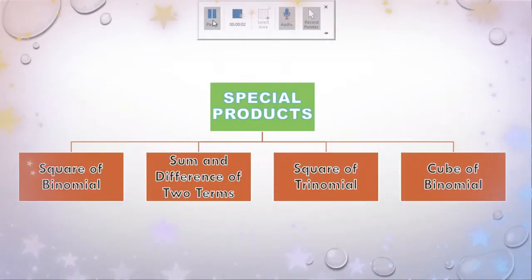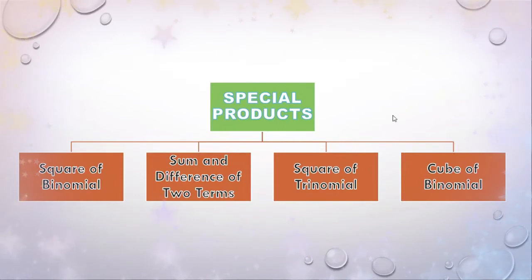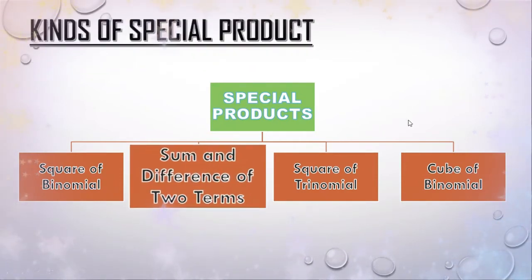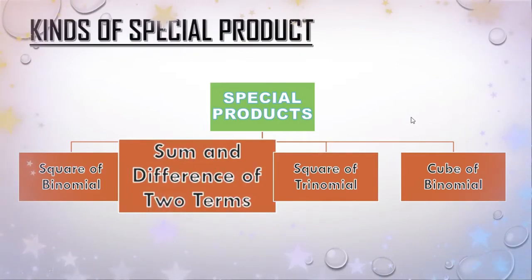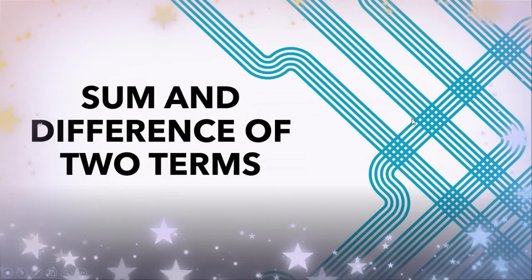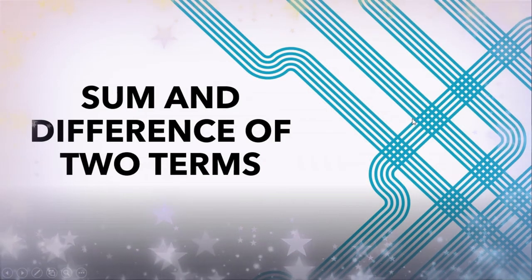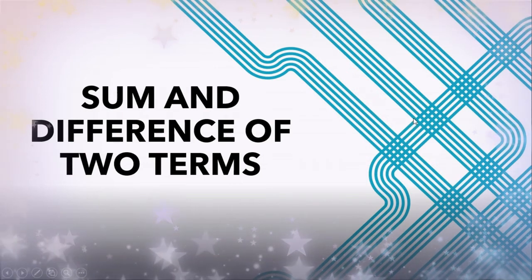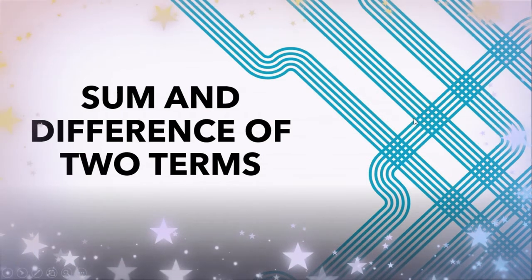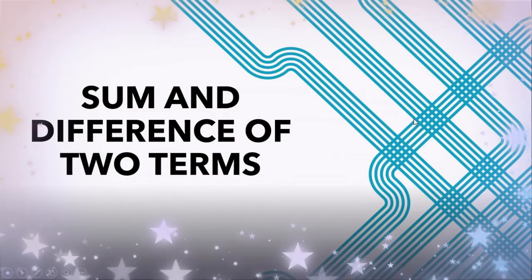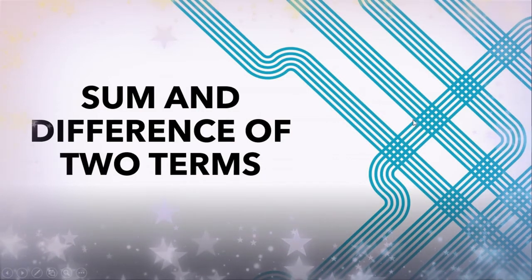Today, we're going to discuss the second type of special product, which is sum and difference of two terms. What is sum? And what is difference? If your choice for sum is the answer for addition and difference is the answer for subtraction, then good job, you are right.